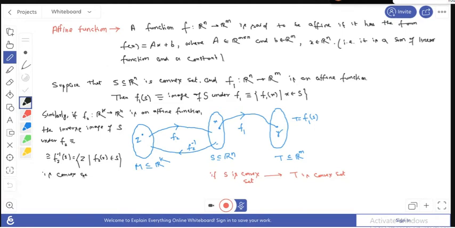Okay, so this means here you say that if S is a convex set and F1 is an affine function, then the image of that S is a convex set. Similarly, if this is a convex set, and a mapping from here to here which is defined is an affine function, then the inverse image of that is also convex. Okay, so here M is convex.